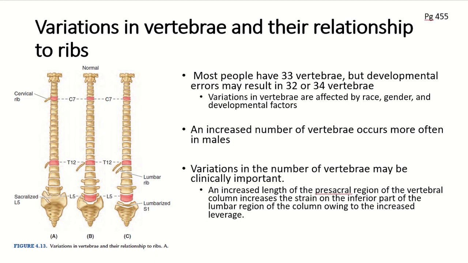So if you have an increased length of the pre-sacral region of the vertebral column, it increases the strain on the inferior part of the lumbar region of the column, owing to the increased leverage that you get there. However, most of those numerical variations, it's not like we see them at birth, but they're detected accidentally during diagnostic medical imaging studies for reasons that have nothing to do with back problems, right? So if you maybe have a rib injury, you go and get an x-ray, then they're like, oh, you've got a few more here than necessary, okay?